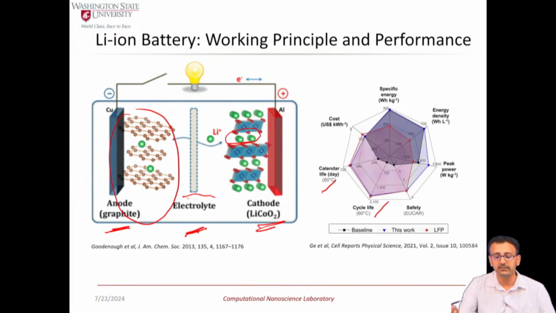So calendar life and cycle life are a little different. Cycle life is how many charge discharge cycles a battery is going through, while calendar life is, even if you're not charging or discharging them, how long does it last and stay stable. There is safety, of course, which is a very important metric, right?